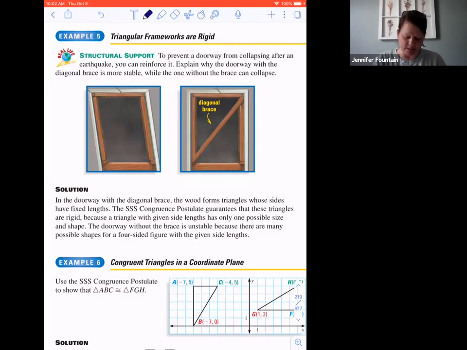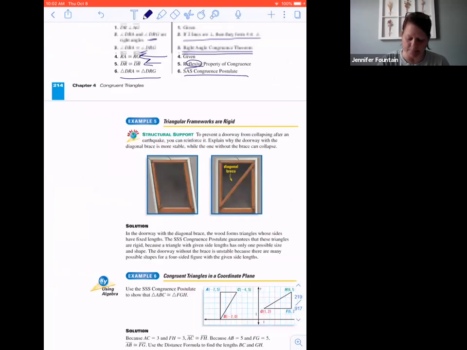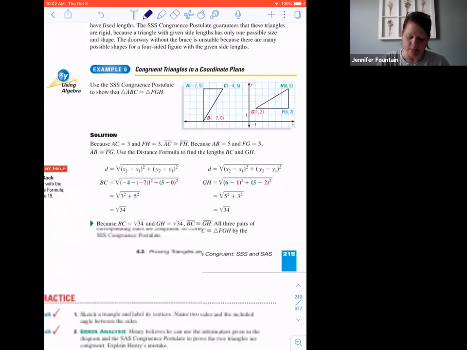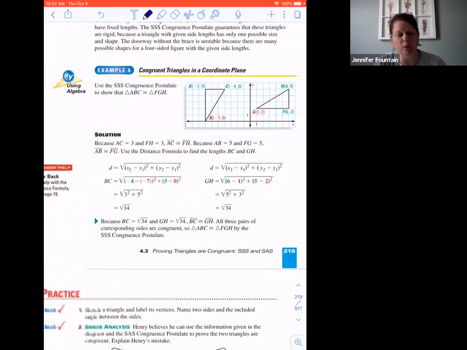All right, example 6, congruent triangles in a coordinate plane. I can see I've got a formula here. Which formula should you recognize this as without even looking at the name of it? It's the distance formula. I can see that my first clue is I've got that square root symbol. My second clue is I am subtracting my x values and squaring them, and then adding it to the difference of the y values squared.